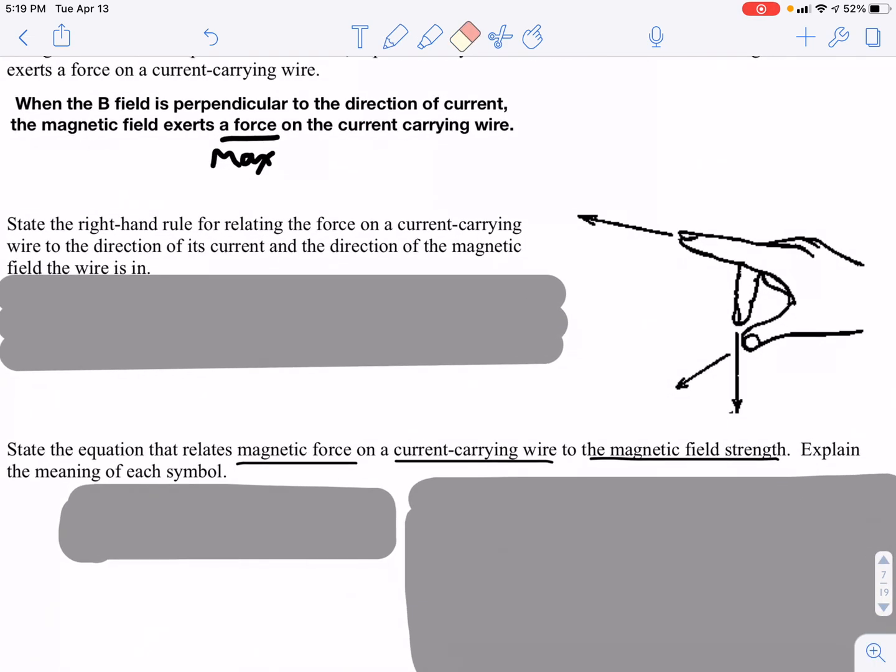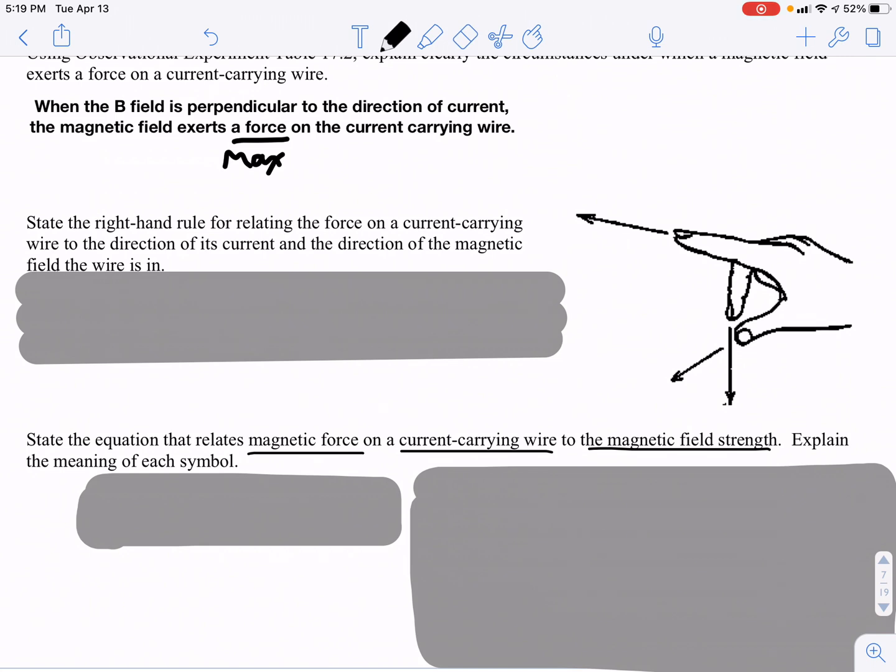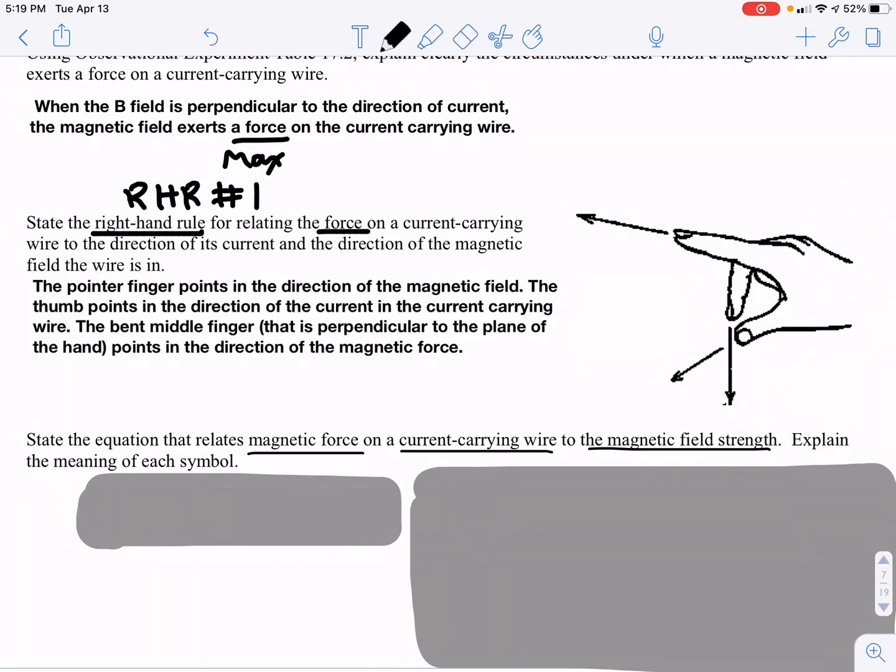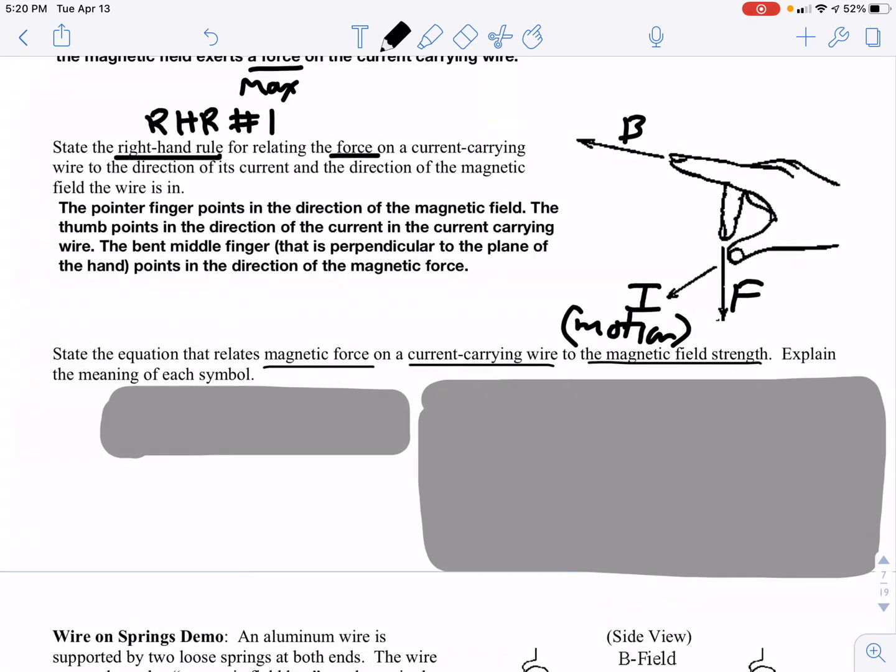The right-hand rule for finding the force on a current-carrying wire, this is right-hand rule number 1. The pointer finger goes in the direction of the field. The thumb goes in the direction of current, or the motion of the charge. Thumb always goes in the direction of motion. And the bent middle finger is the force, which way the magnetic force is pointing.